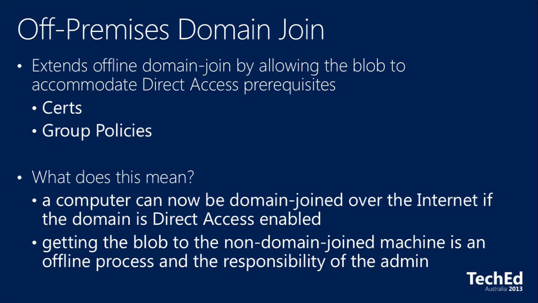Off-premises domain join is new. We have the ability now to not just do offline domain joins, but if we've got a machine out in a regional area that needs to be domain connected, particularly if our domain is DirectAccess enabled, we can provide a remote blob, accessible via a website that the machine can connect to, download, and then be domain joined without actually having been connected to a domain connected network. All right. Really nice for rapid provisioning of remote machines rather than having to build something locally and ship it out.